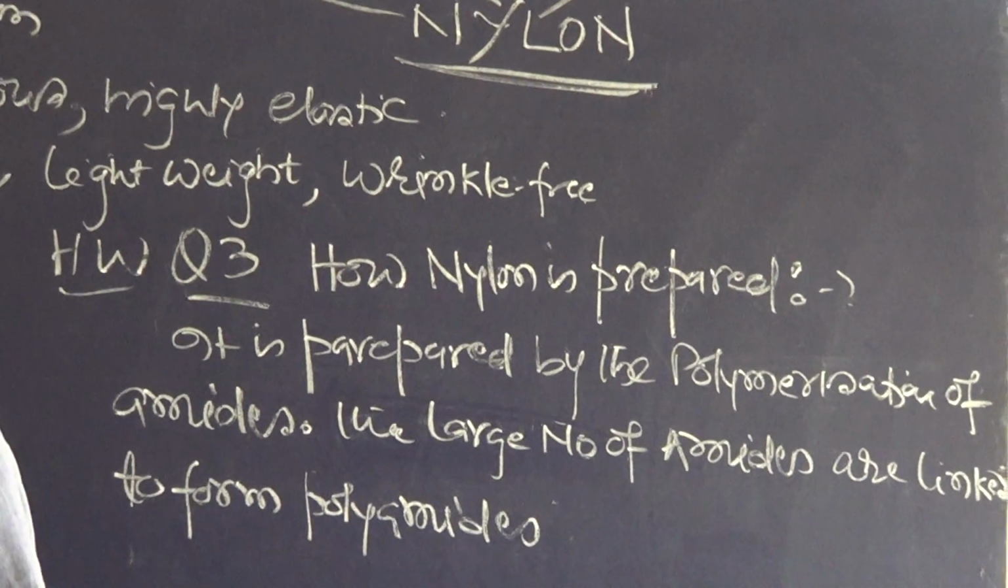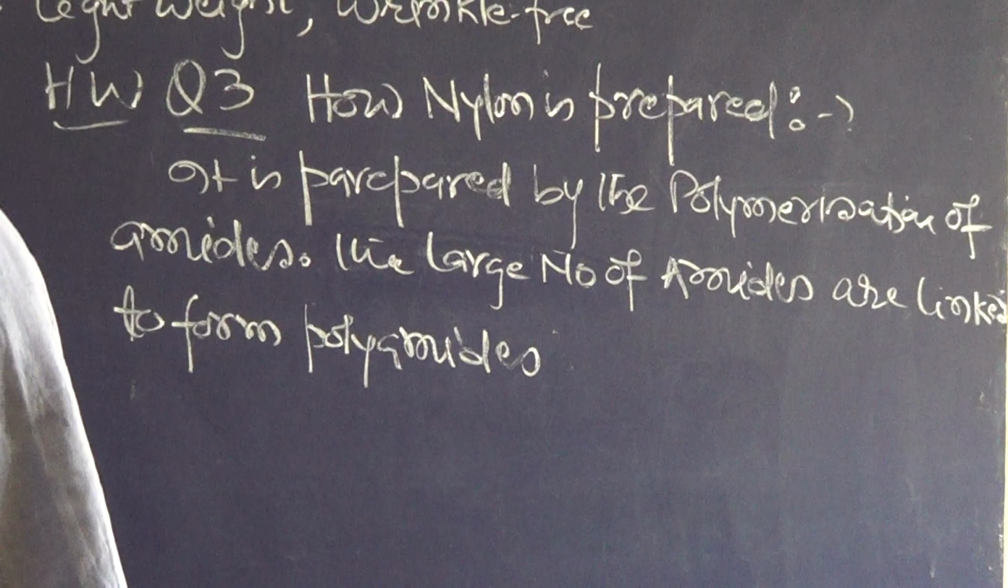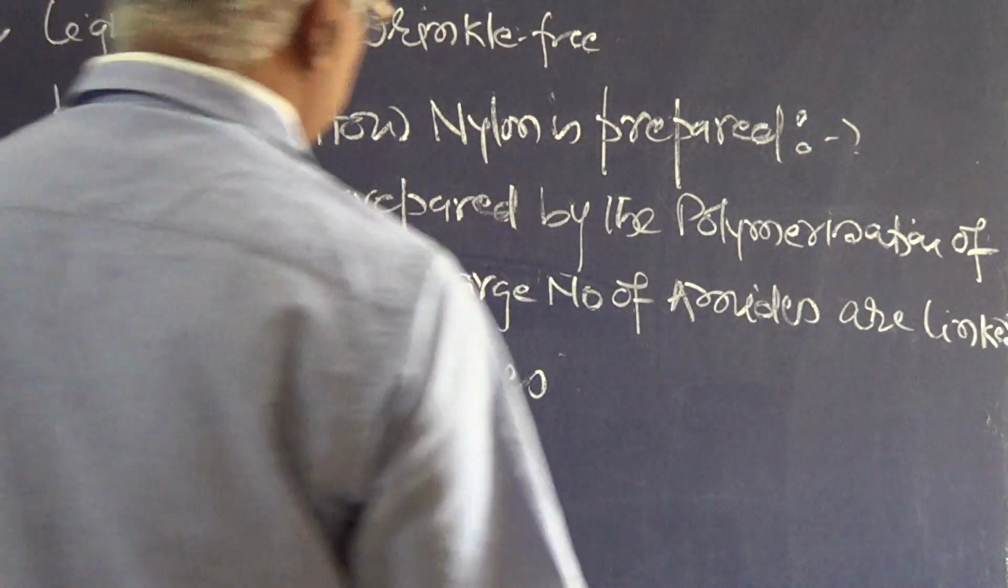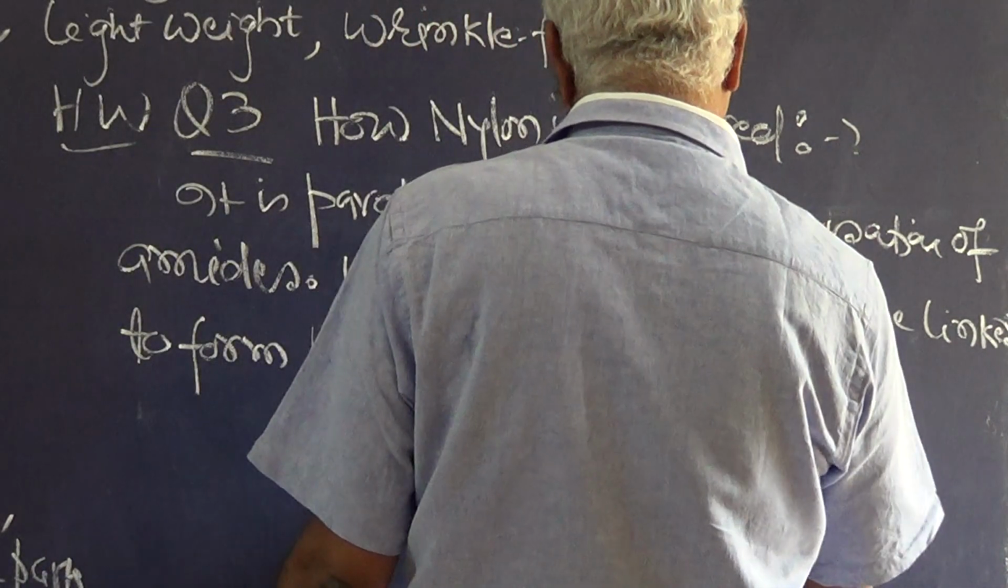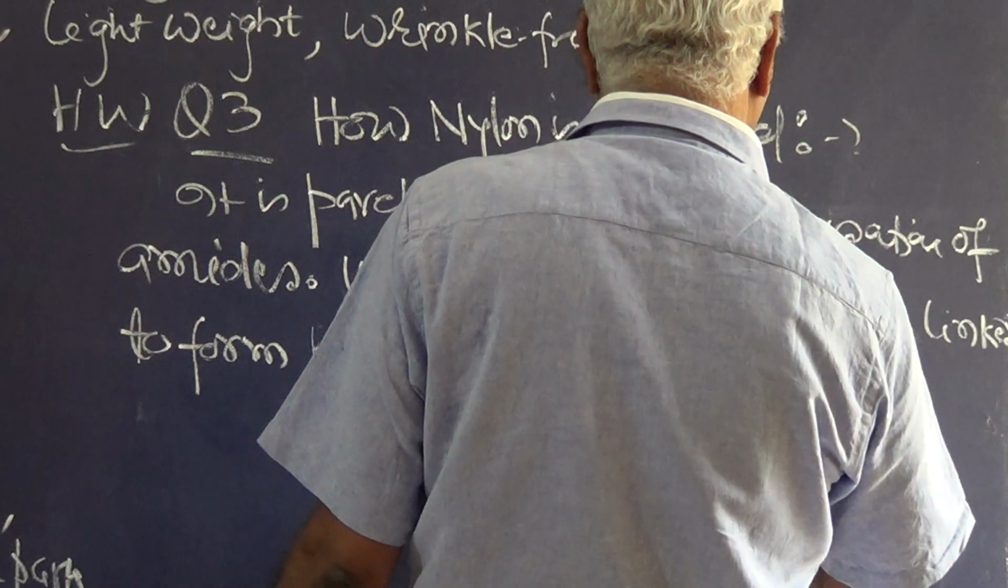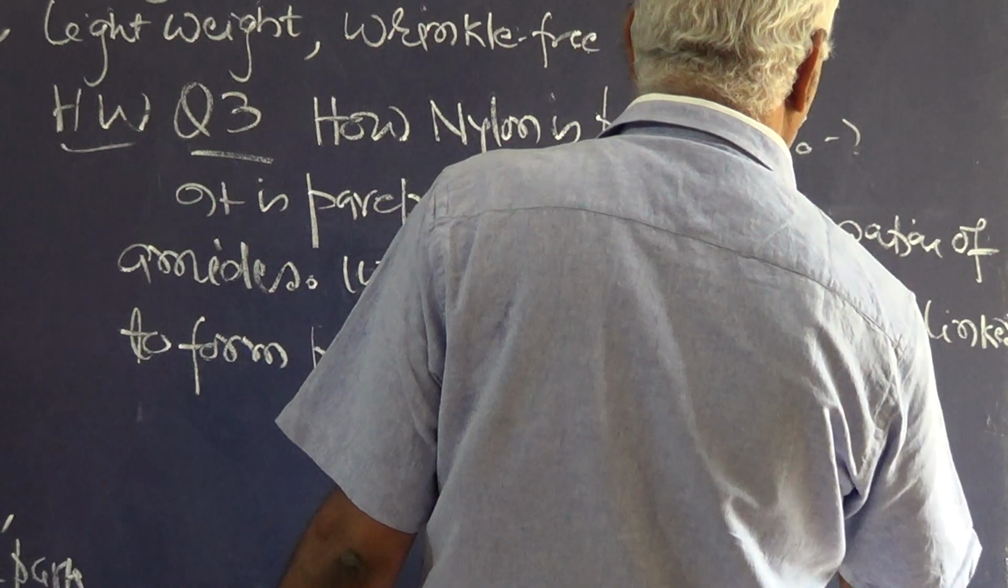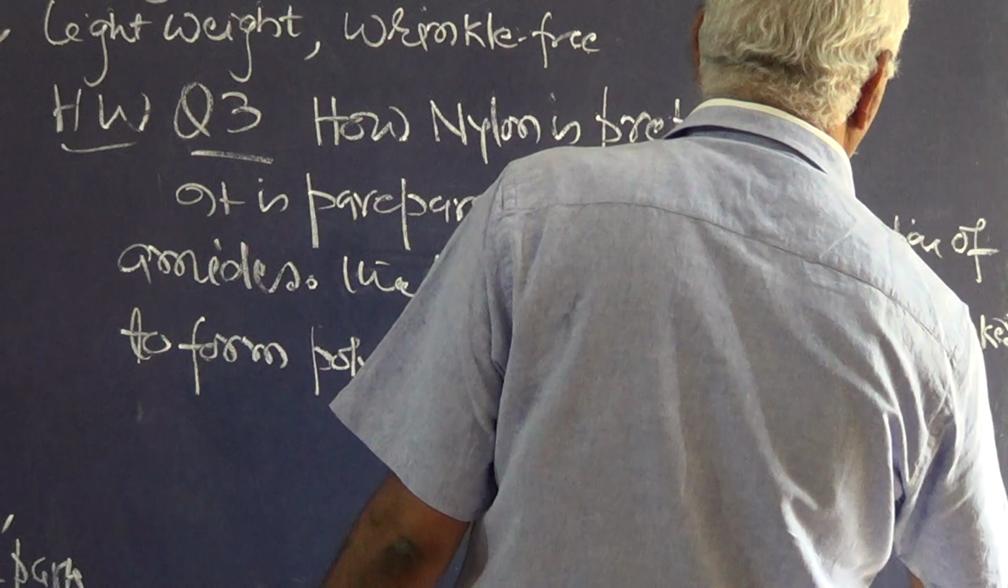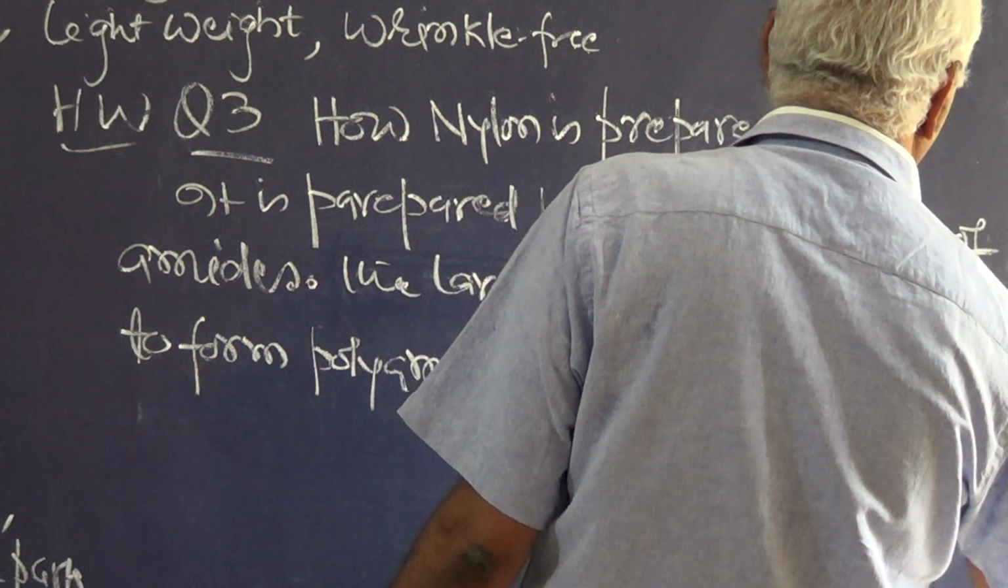A large number of amides are linked to form polyamides. For example, nylon 6 and nylon 66.